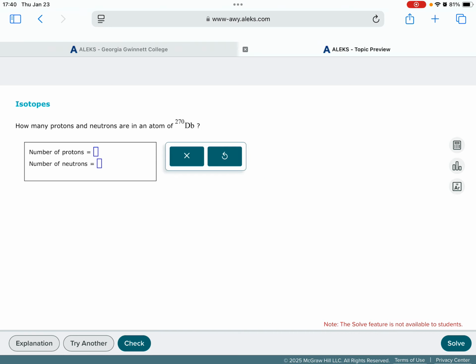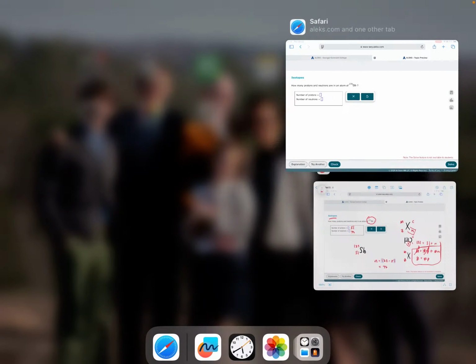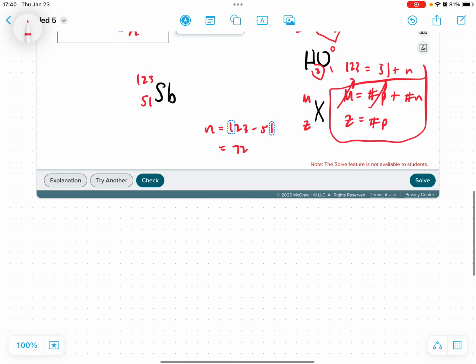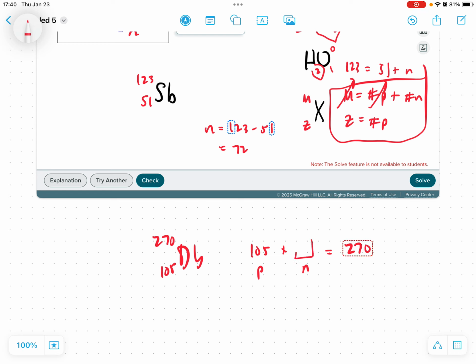Okay, so if it's 270 and 105, let's go over here. And so 105, the number of protons, plus the number of neutrons is equal to 270. So that's a plus sign right there. It looks like a multiplication sign. So it looks like the number of neutrons then is going to equal 270 minus 105, which I'm going to say is 165.